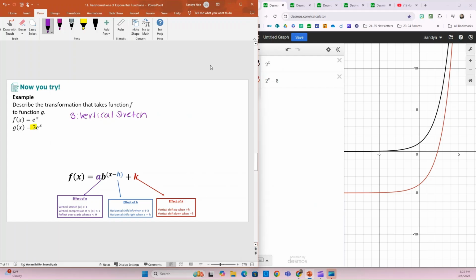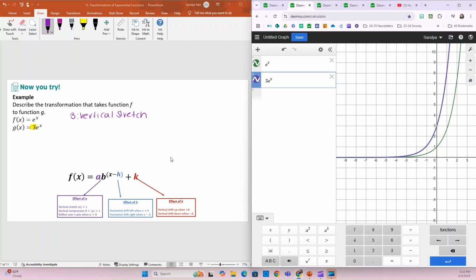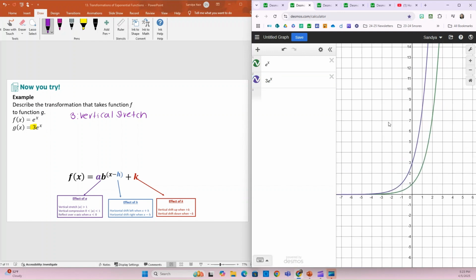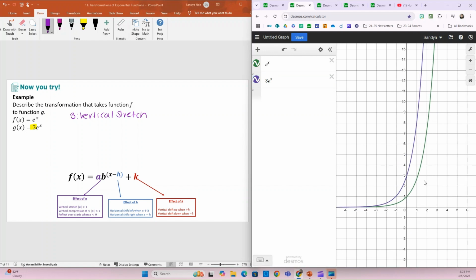So here we have a 3 that was added in front of the e to the x. So that 3 represented a value of a. So that graph is going to be vertically stretched. When we look at the original, the parent function e to the x, which is in green, and the transformed function, you can see that it is in fact taller than the parent function.